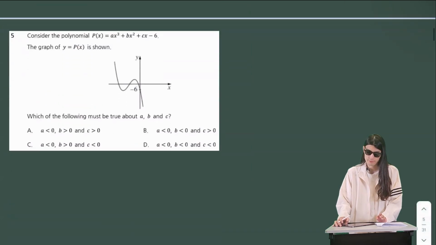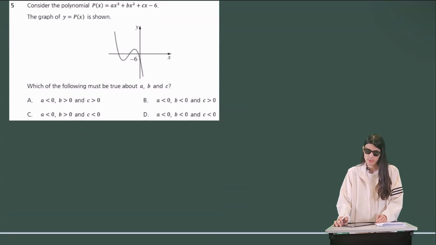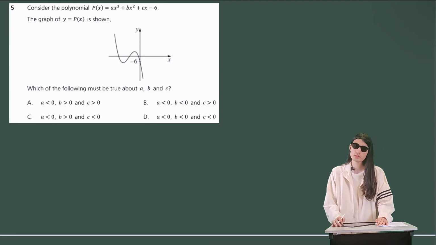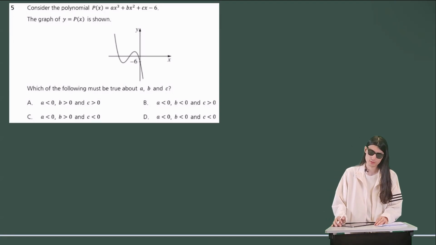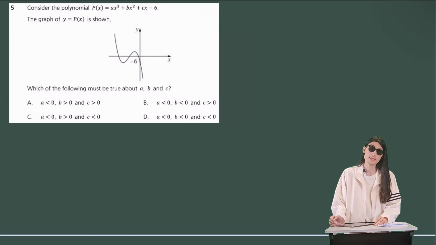Next, question 5. We got the graph of p of x shown. Which of the following is true about A, B, and C? This question can be answered using the relationship between roots and coefficients of a polynomial. Since we have a cubic polynomial, from the graph it is evident that the cubic polynomial has got 3 distinct real roots.